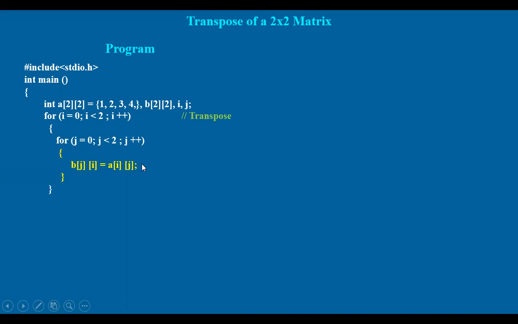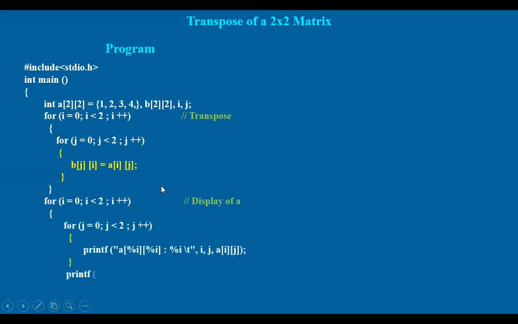So now let us see. After doing this, I want to display the array A. We have already seen that in the previous videos. If not, please go through the previous video for the display of the matrices, the rows, the columns, and the display of the elements here. This is displaying the array A.